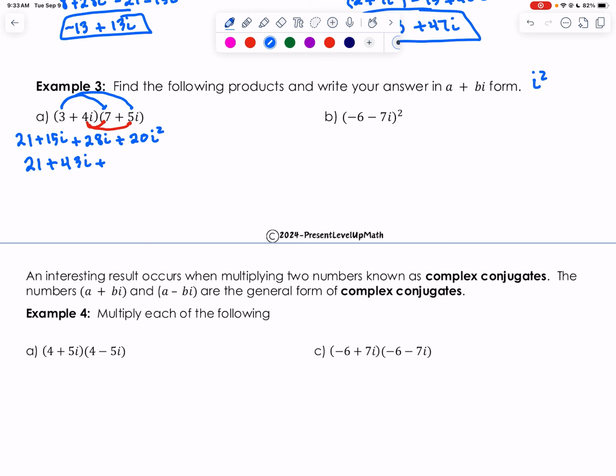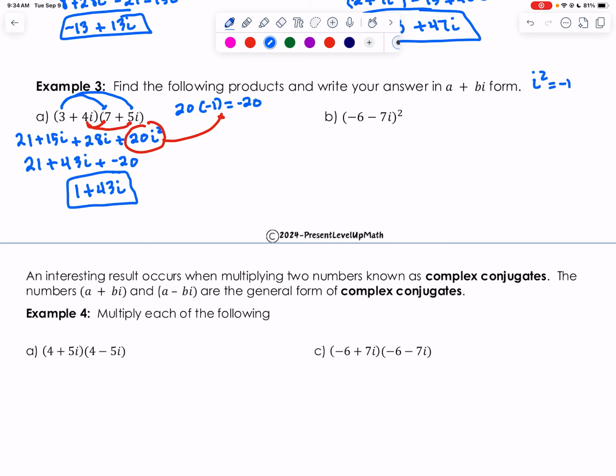Remember at the start of the lesson we said that i squared is equal to -1. So this is the same thing as 20 times -1, which is -20. So let me circle that so you can see where I'm getting that. Okay. So 20i squared is equal to -20. Now, combine the real number part. 21 plus -20 is +1 plus 43i.